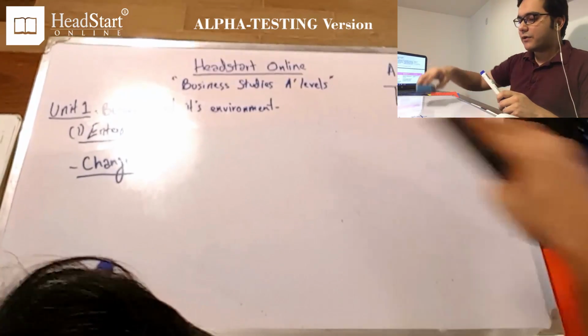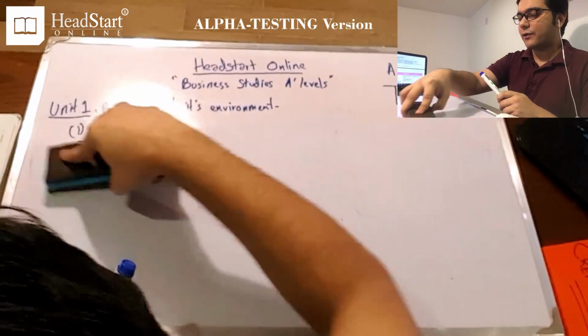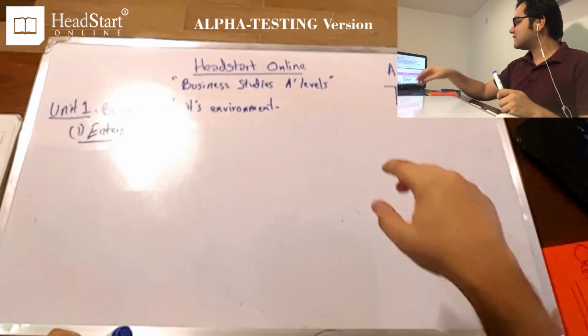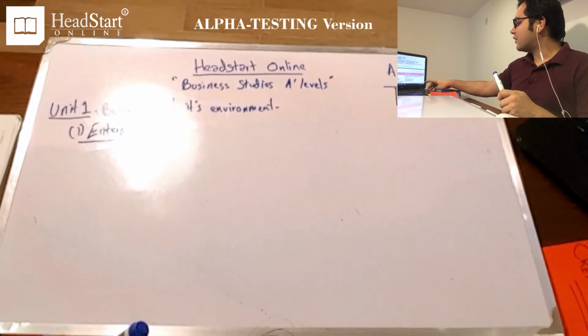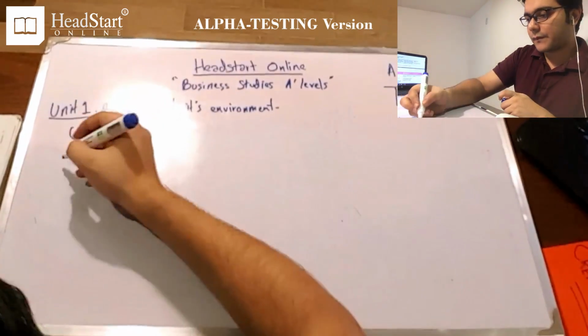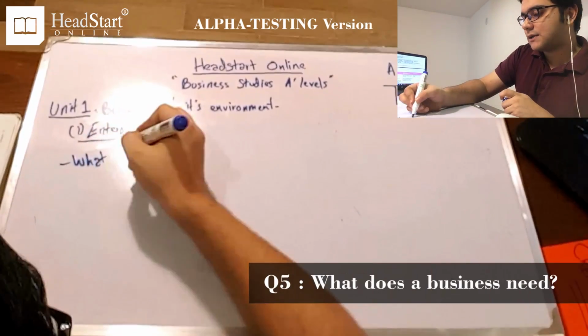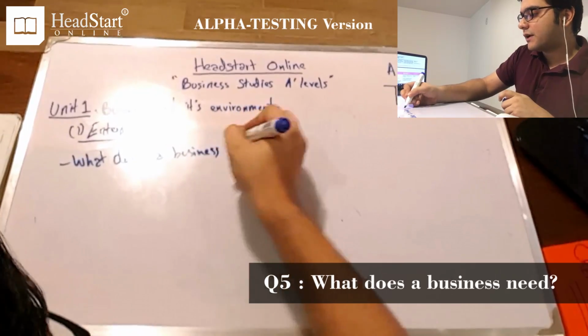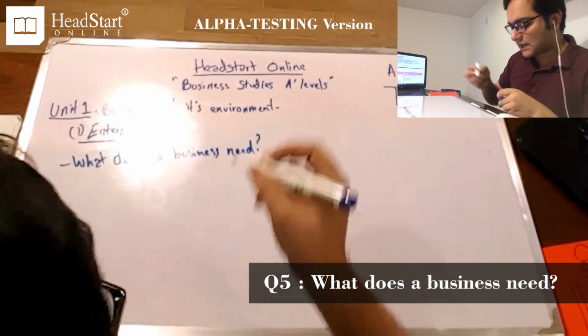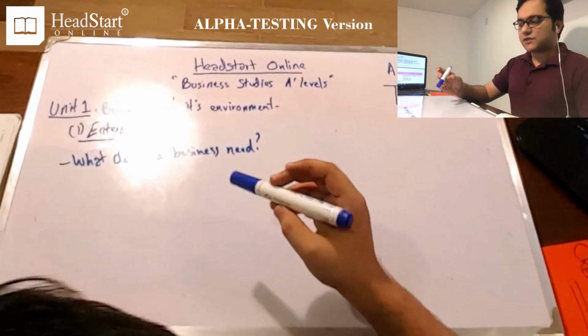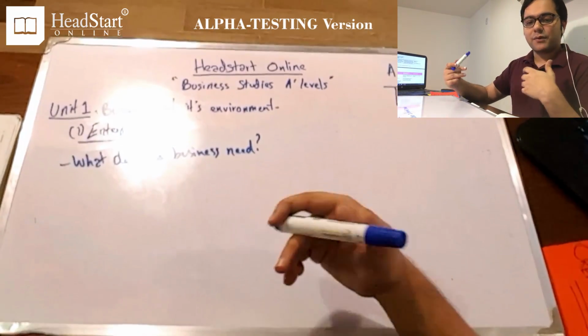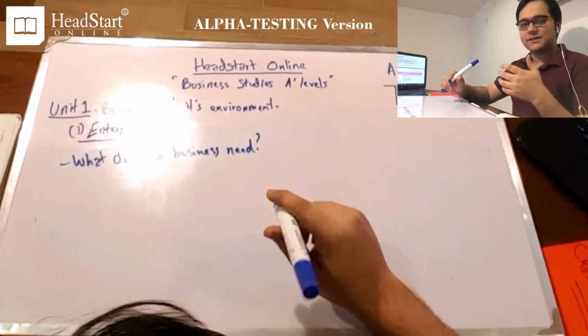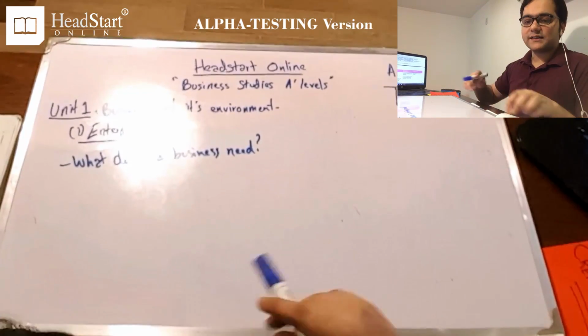Alright, so now that we've talked about the things that can go wrong for a business, let's talk about the things that a business needs to actually operate. What does a business need? Now, we've discussed this in the previous points as well, but let's actually make a proper list of it and see the things that a business requires to run. So here it is, the list.